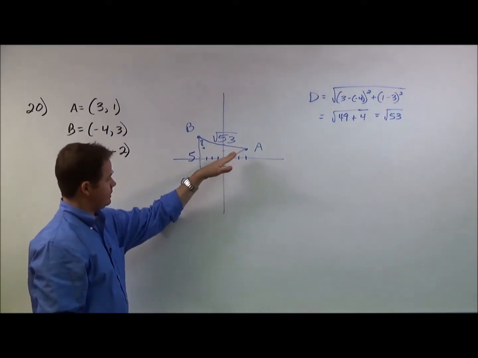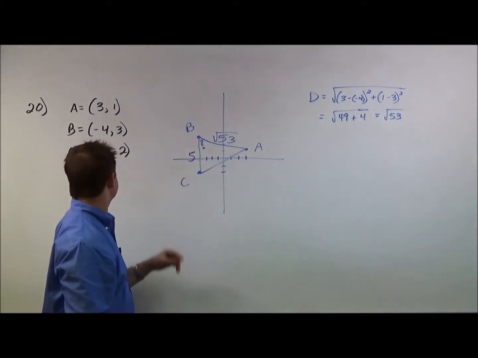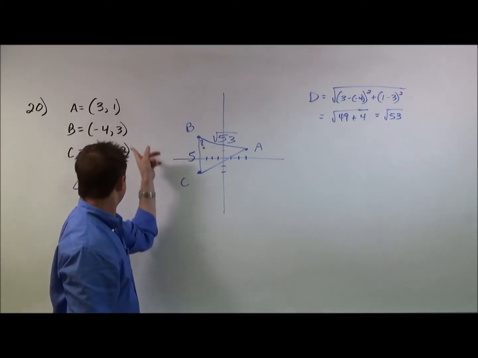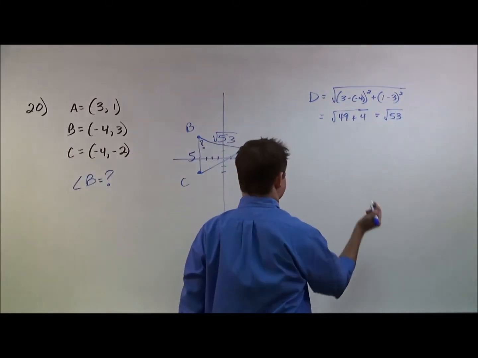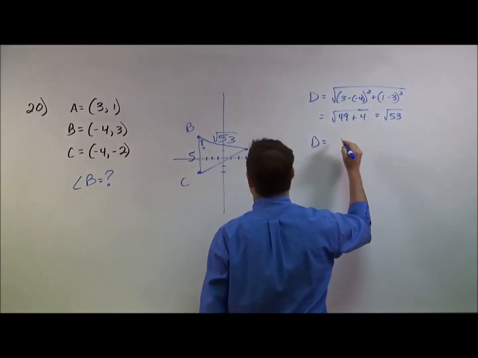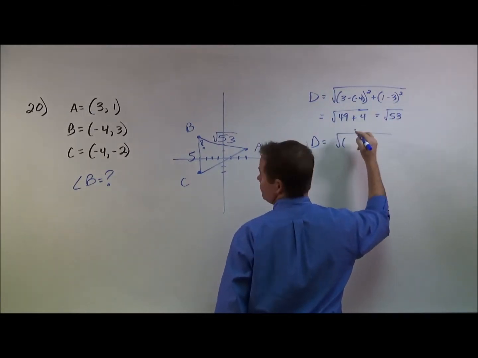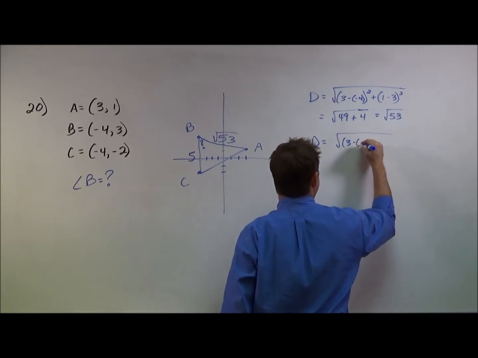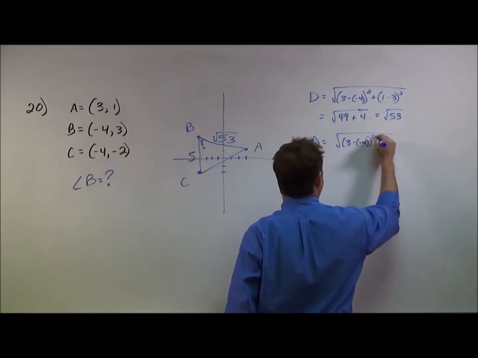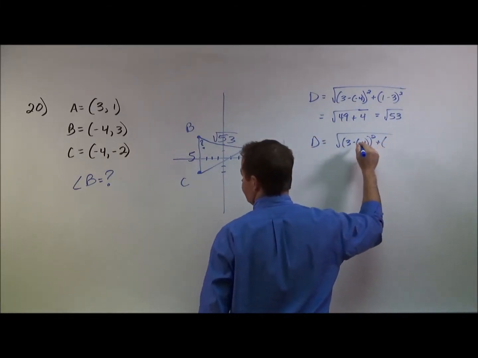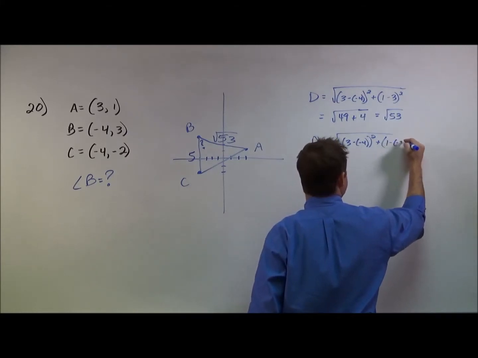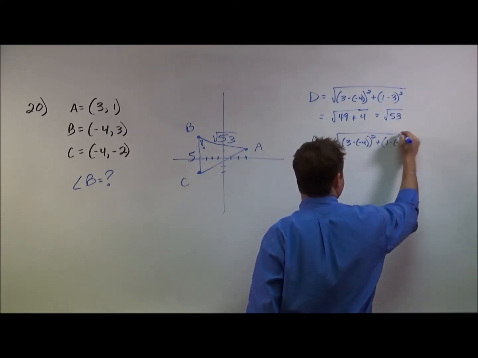And then for this side over here, AC, we're going to use that same formula, and we're going to just take those different coordinates. So for that distance, we're looking at the square root of 3 minus a negative 4 again, quantity squared, plus, and then 1 minus a negative 2, quantity squared.